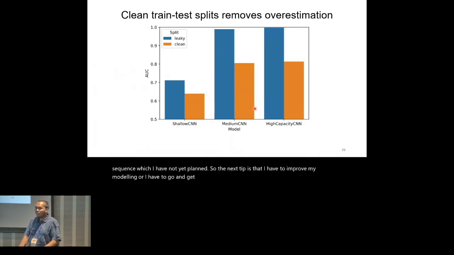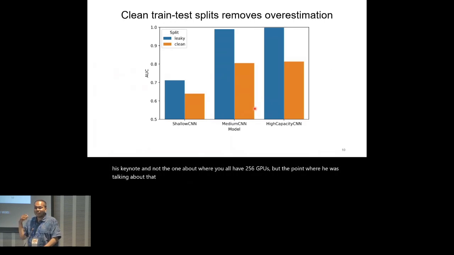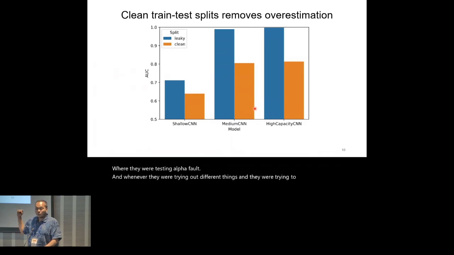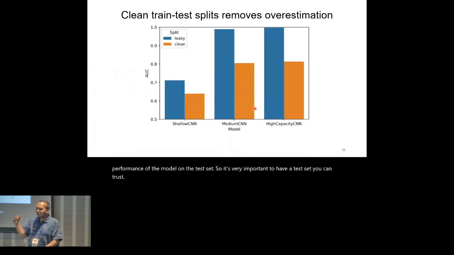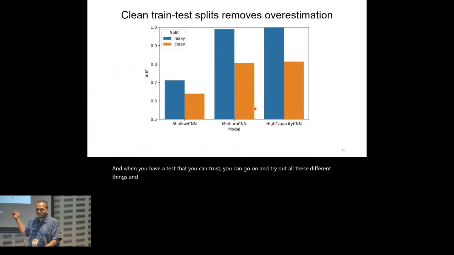This connects with what John Jumper said in his keynote, and not the one about how you all have 256 GPUs, but the point where he was talking about how at DeepMind, they had a very good test data set where they were testing AlphaFold. Whenever they were trying out different things, they were trying to maximize the performance of the model on the test set. So it's very important to have a test set you can trust. When you have test data you can trust, you can go on and try out all these different things, and as you improve your performance on the test set, you know that you're solving the problem.